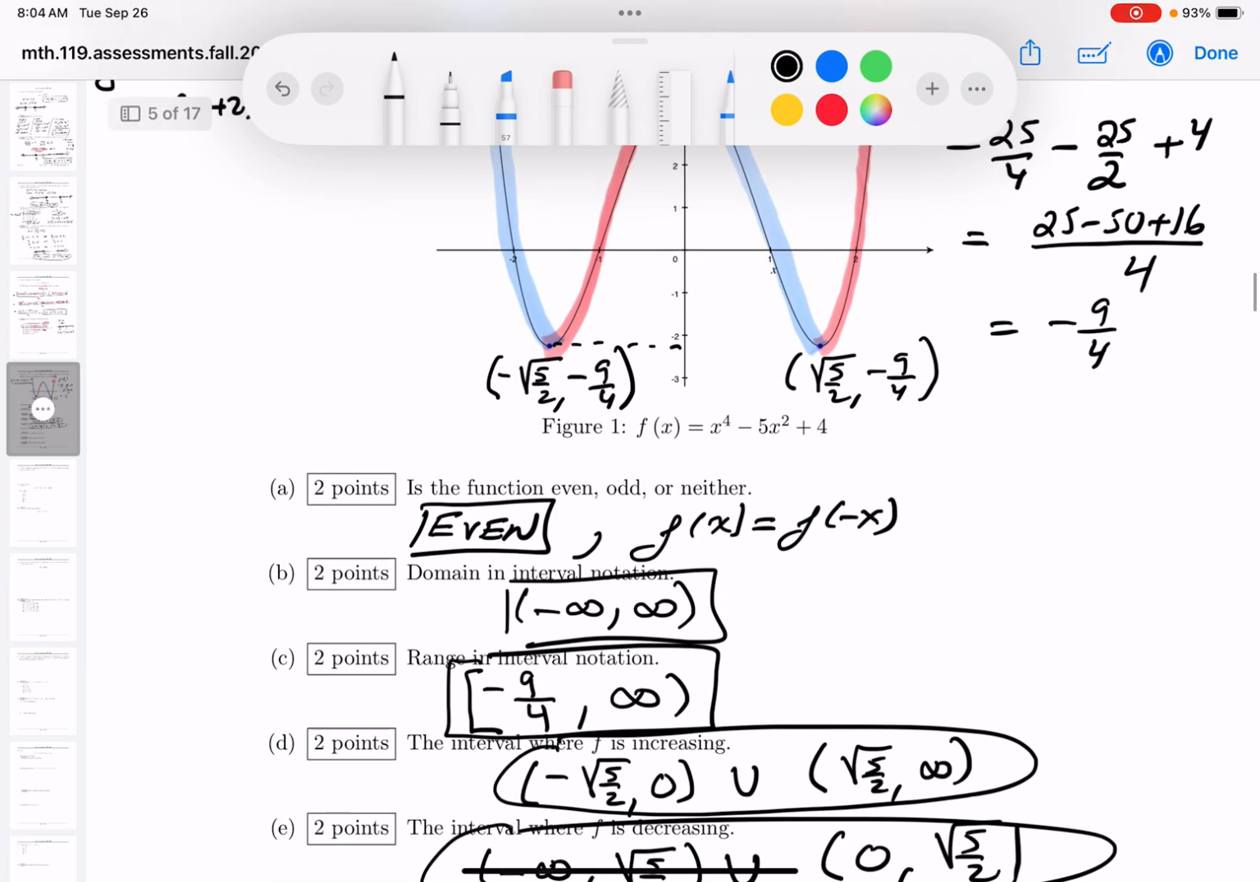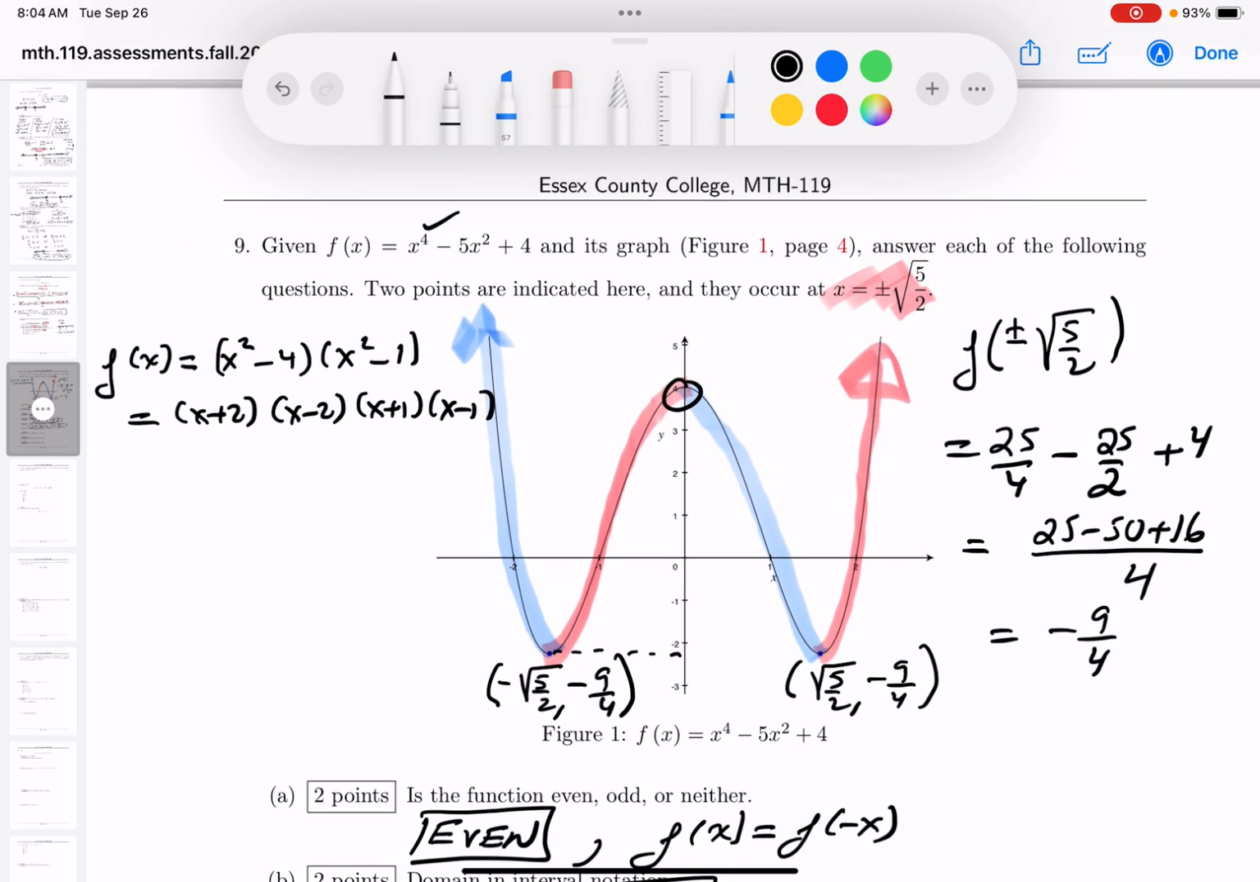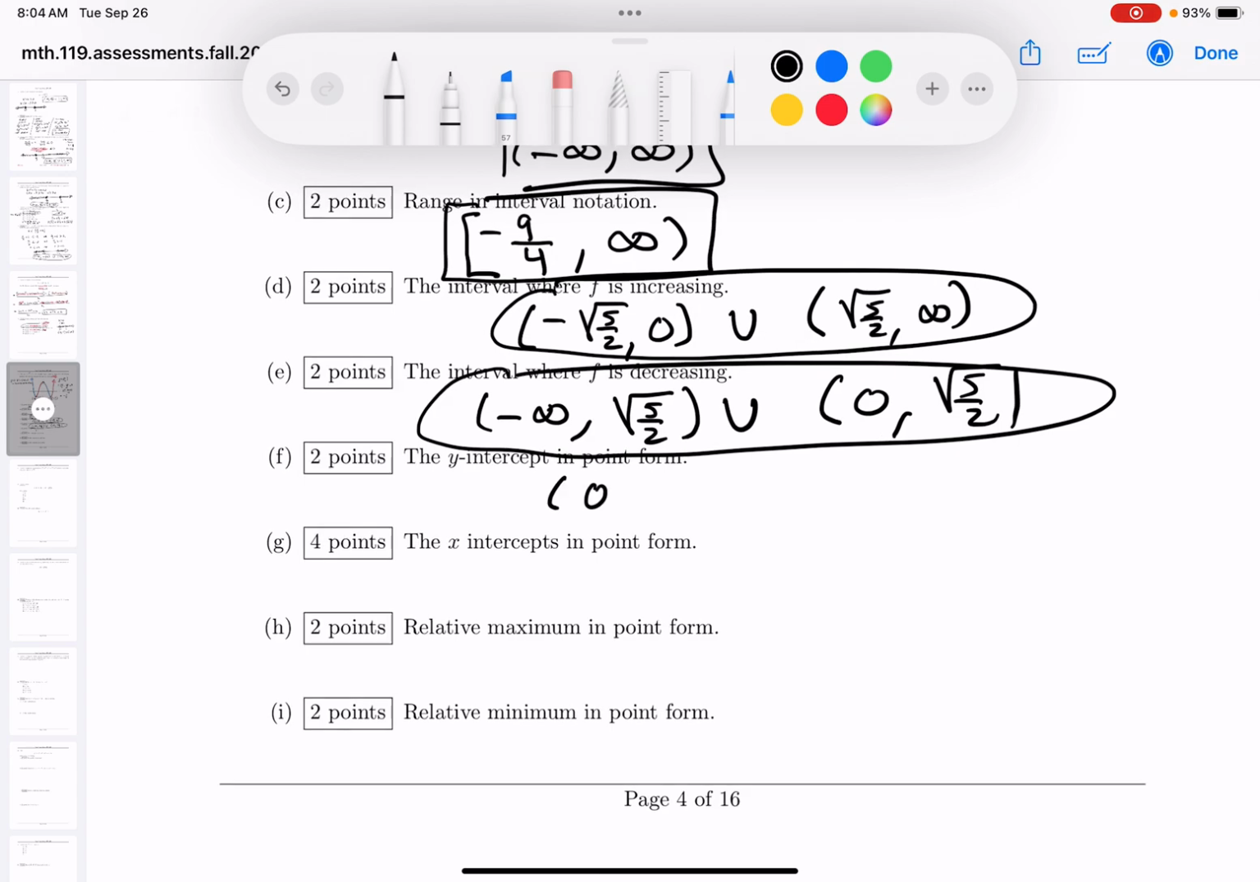What's the y-intercept? Well, looking at it, I think it's pretty obvious that it's 4, but you could also look back at the function and realize it's 4. That's going to be in point form. What does that mean? X is 0, y is 4. What's the next one going to be?